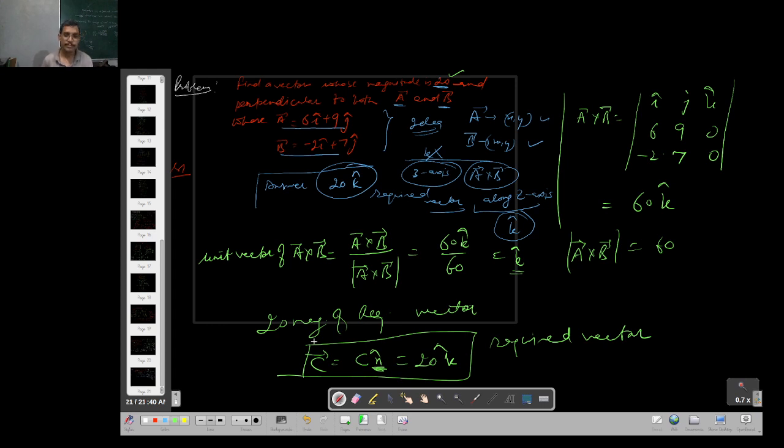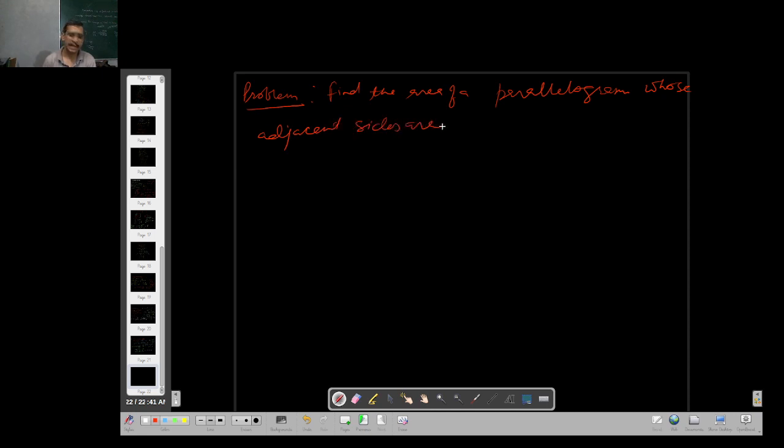Let us do one more problem. Find the area of a parallelogram whose adjacent sides are A equal to 6i cap plus 11j cap plus 9k cap, and B is given as 4i cap plus 7j cap plus 5k cap.